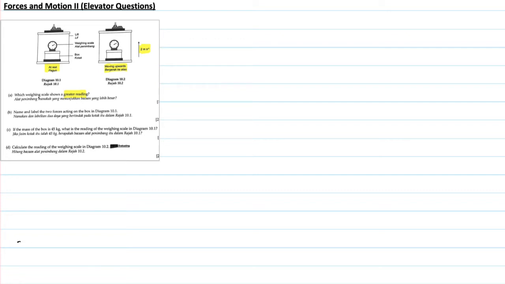One of the easiest ways, or a trick that I use, is: elevator go up, kg go up. Elevator go down, kg go down. If we follow this rule, in question A, which weighing scale shows a greater reading? One is at rest and one is moving up. So we take this one right here, which means the answer is diagram 10.2.